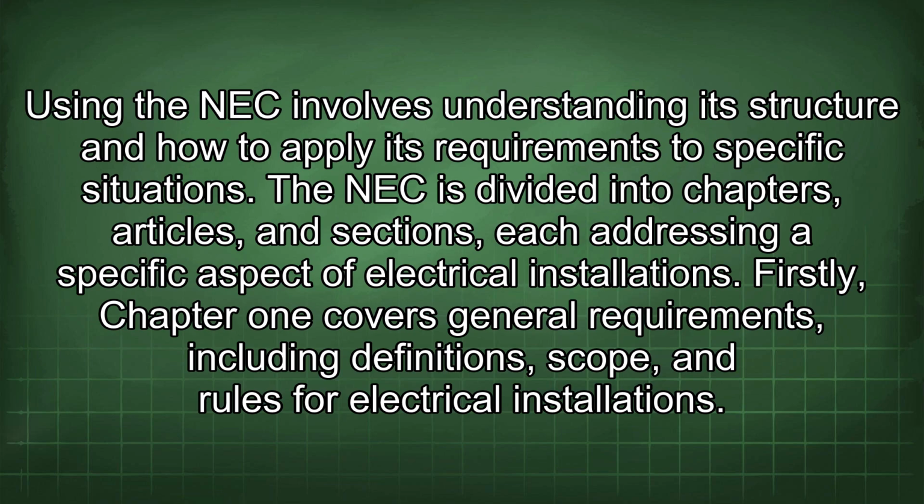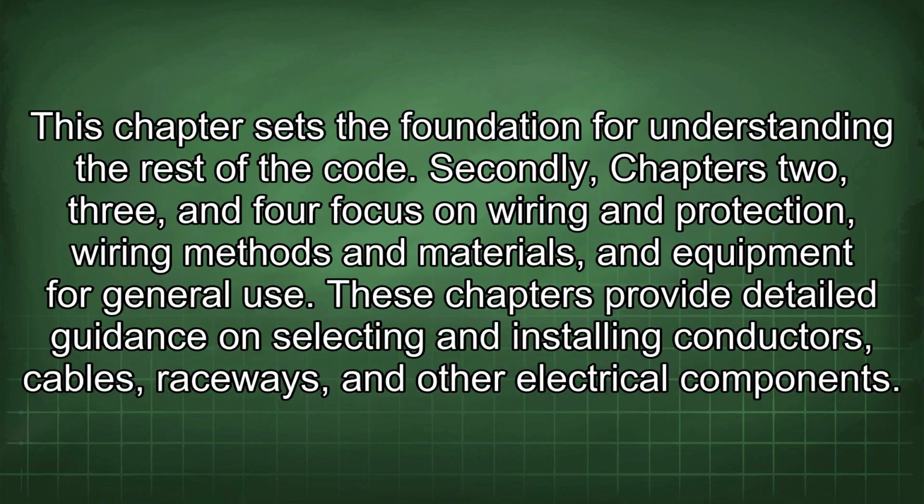Firstly, Chapter 1 covers general requirements, including definitions, scope, and rules for electrical installations. This chapter sets the foundation for understanding the rest of the code. Secondly, Chapters 2, 3, and 4 focus on wiring and protection, wiring methods and materials, and equipment for general use. These chapters provide detailed guidance on selecting and installing conductors, cables, raceways, and other electrical components.